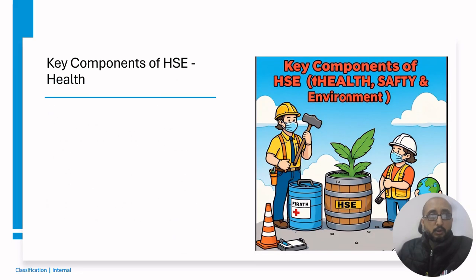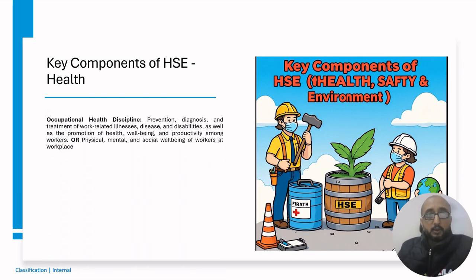Now let's look at the component occupational health discipline. Let's define it first. It is the process of prevention, diagnosis, and treatment of work-related illnesses, diseases, or disabilities, as well as the promotion of the health, well-being, and productivity among the workers. Or simply said, the physical, mental, and social well-being of workers at the workplace.